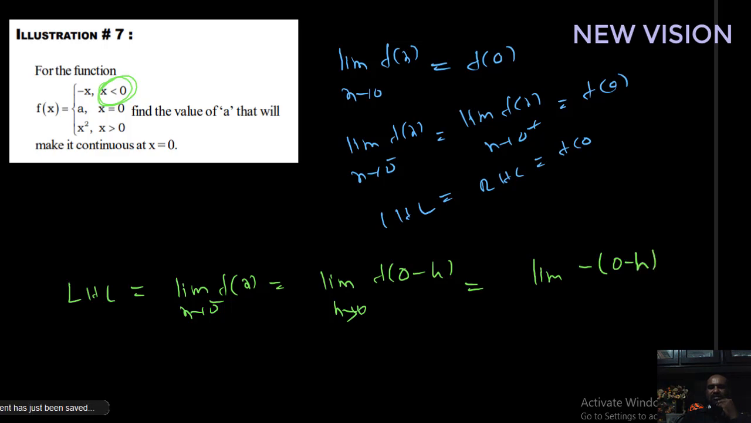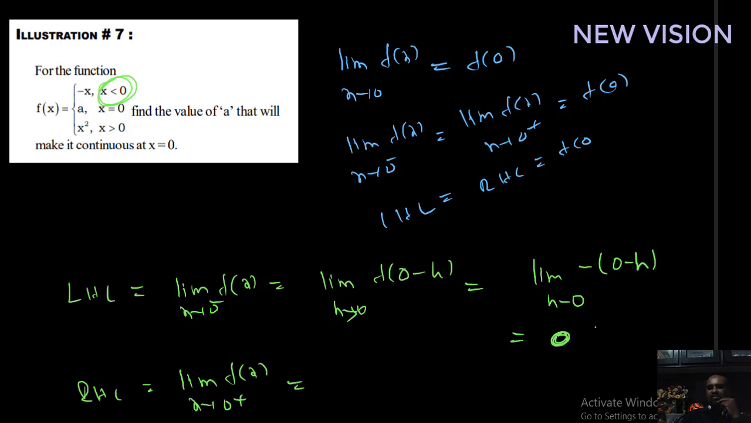h tending to 0 only. So RHL I want to find. RHL equals the limiting value of f of x as x tends to 0 plus, which equals the limiting value of f of 0 plus h as h tends to 0. The function is x square, so (0 plus h) whole square, h is tending to 0, and this is also tending to 0 only.